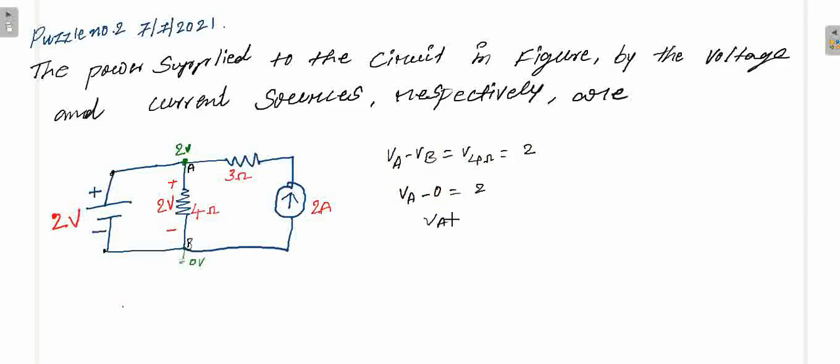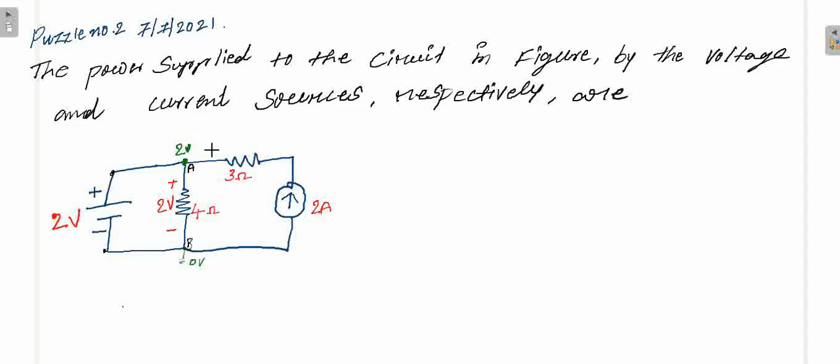So by seeing the circuit itself, we can directly write. This is the first question, that's why I am explaining in detail. Here these are two parallel branches. In the parallel branches, the voltage is equal, 2 volts and 2 volts. So at this point, the potential becomes your 2.